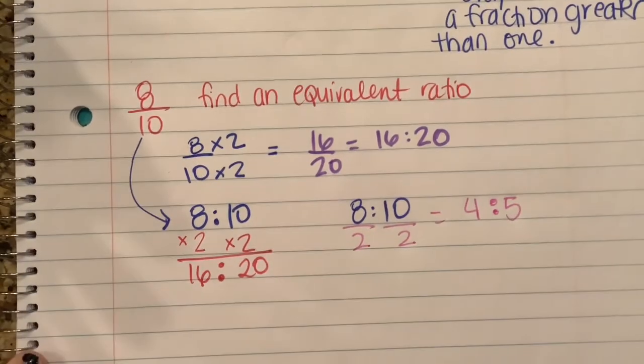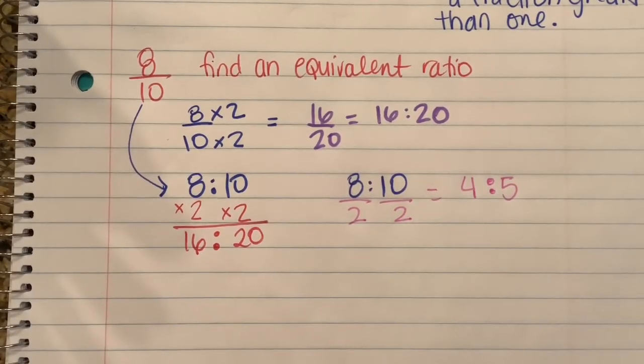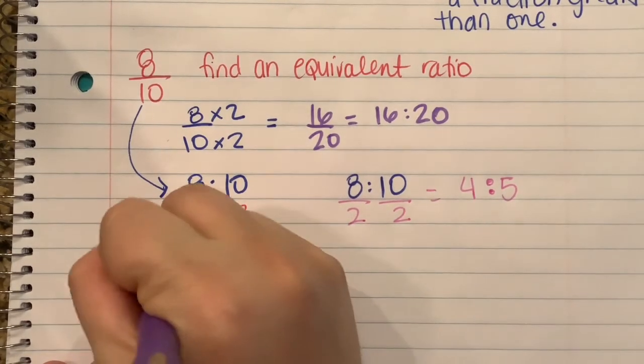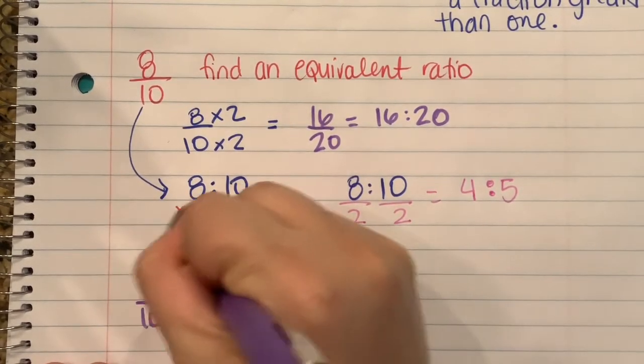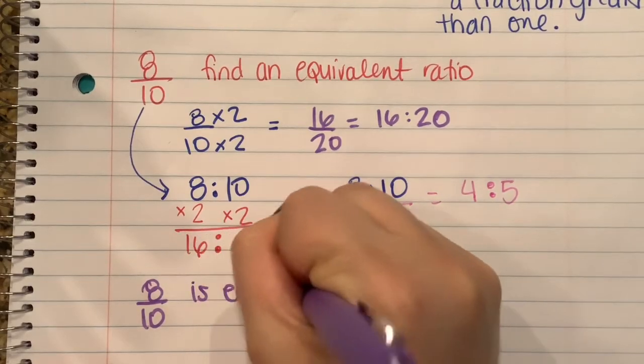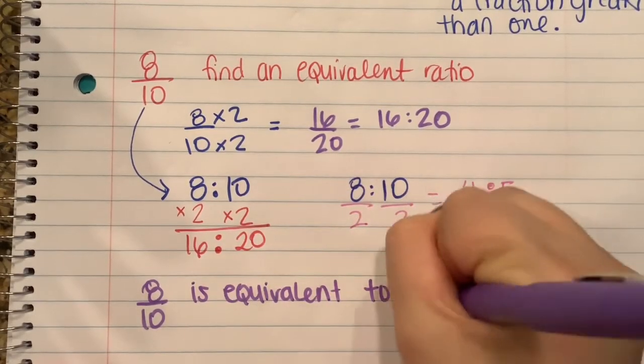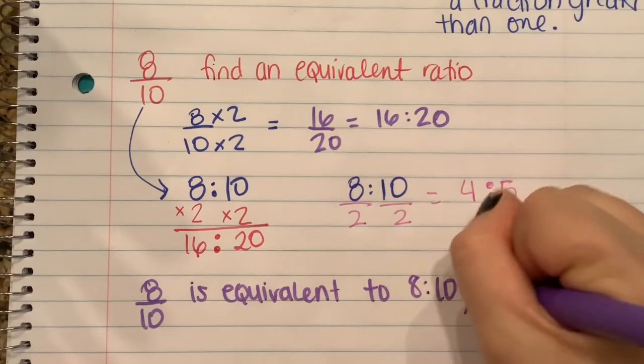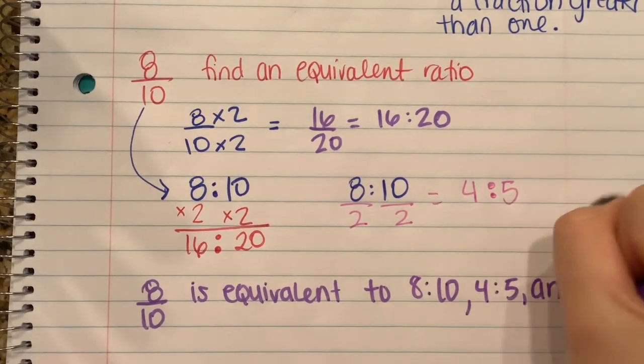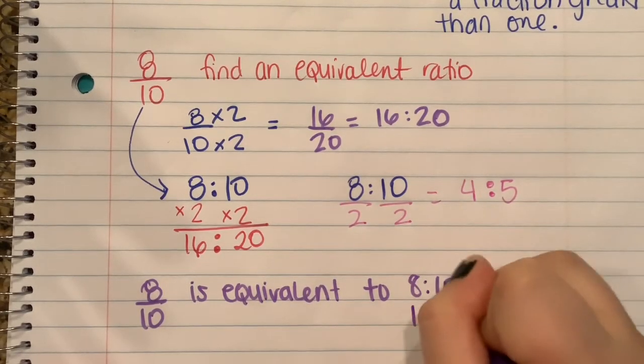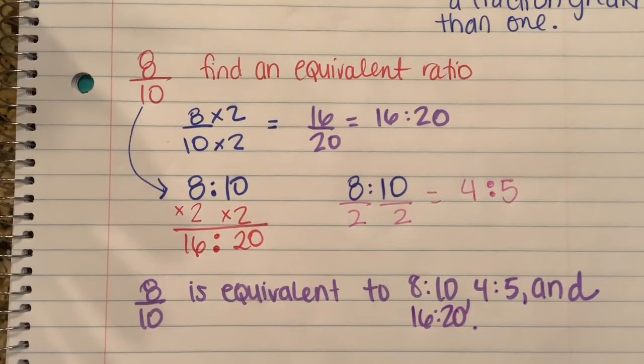So we could say that we just found 3 equivalent ratios here. 8 over 10 is equivalent to 8 to 10 in ratio form, 4 to 5, and 16 to 20. They all mean the same ratio. They are equivalent. All right, that was our multiplication method.